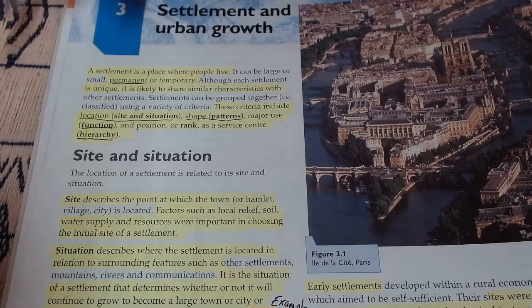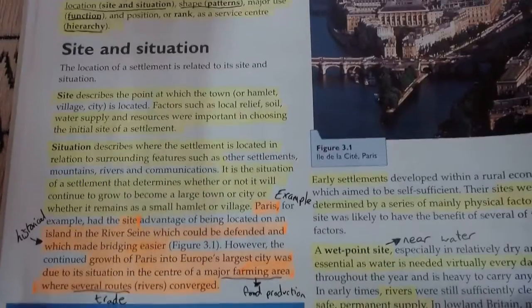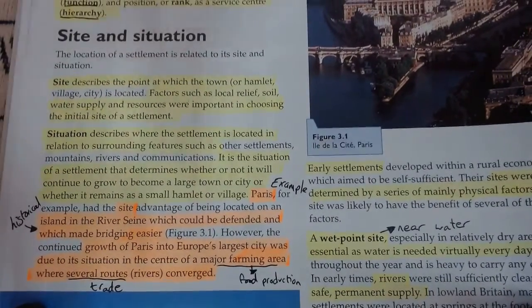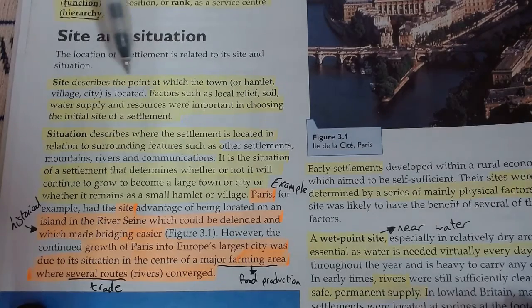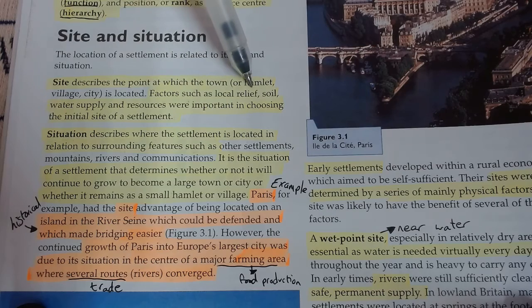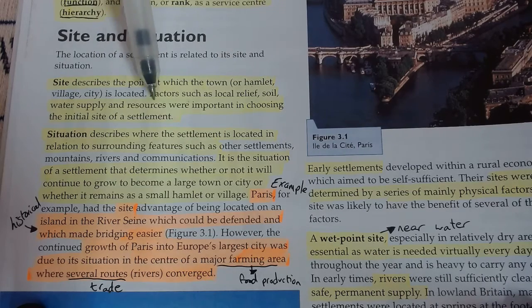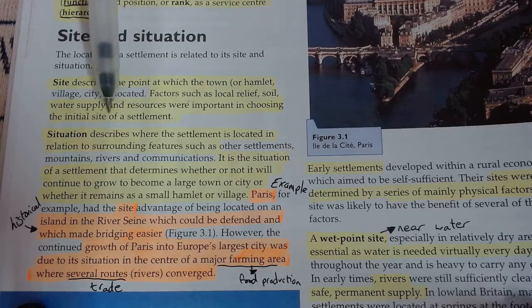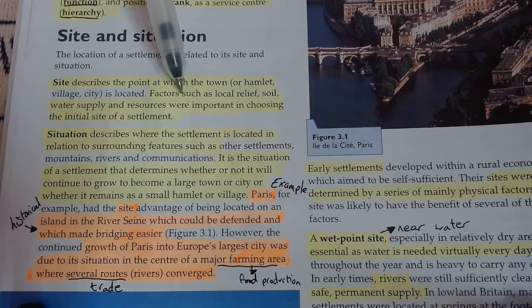So hierarchy refers to a structure of power. So you have the most important cities or settlements at the top, all the way down to the smallest and most insignificant. All right, so let's continue on. Here, just going to review site and situation again. So site describes the point at which the town is located. Factors such as relief, which is the shape or steepness of the ground, is it mountainous or flat. Soil, water supply, natural resources were important in choosing the initial site of a settlement. So all these things were important.